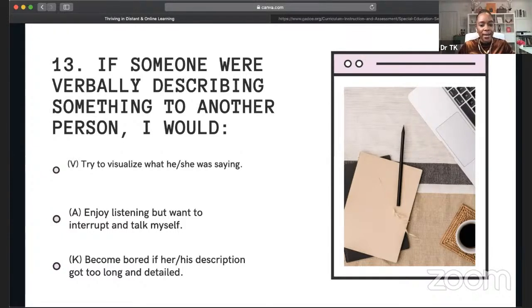And then K is, some of you probably are laughing right now because you're thinking about your kids. K is you become bored if his or her description gets too long and detailed. So couples may have this problem. Like, why are you repeating yourself 5,000 times in 5 different ways? I heard you the first time. But this is another tip. Maybe your body language says that you didn't understand it because your body language looks like you're confused or you don't care.